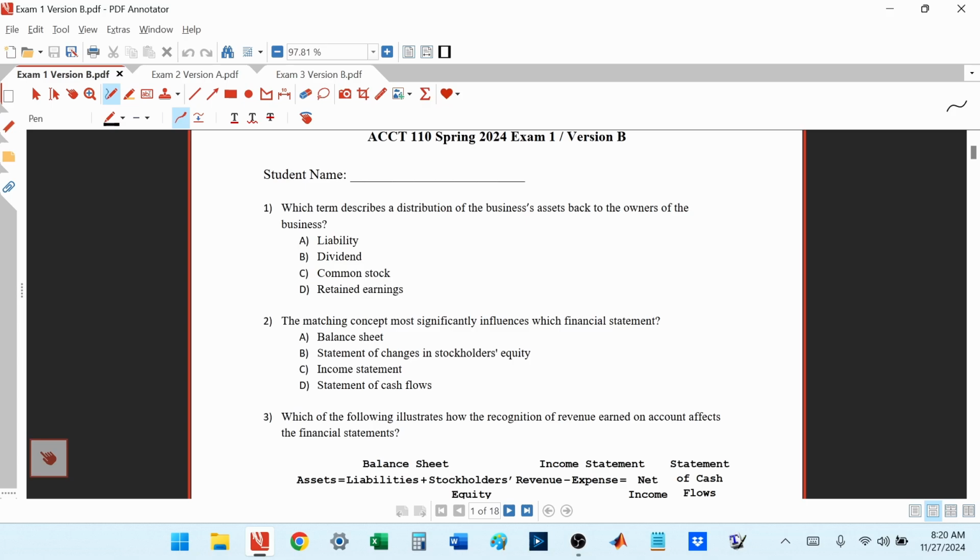The matching concept most significantly influences which financial statement? So question 2 here. We talked about the matching concept when we talked about matching revenues to the expenses that cause those revenues, like matching sales revenue with cost of goods sold expense reported right underneath it. That's an example. And so the income statement.